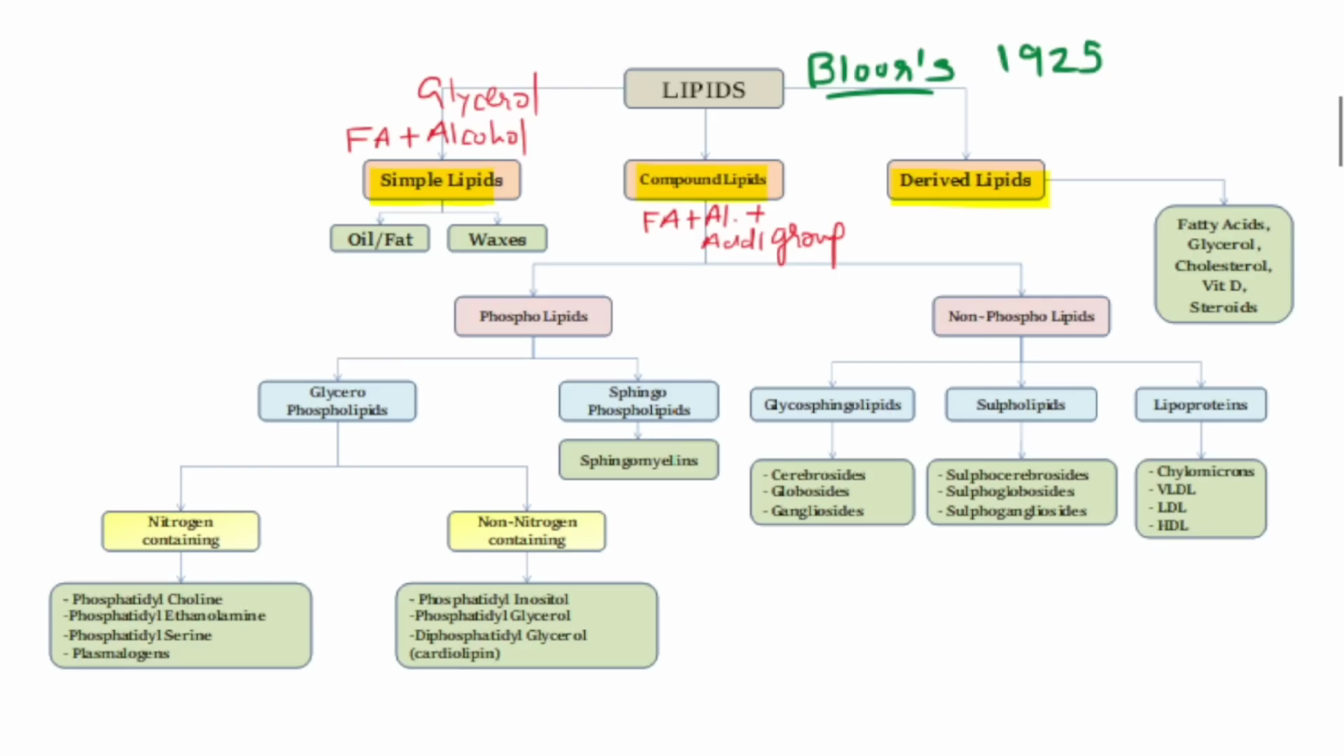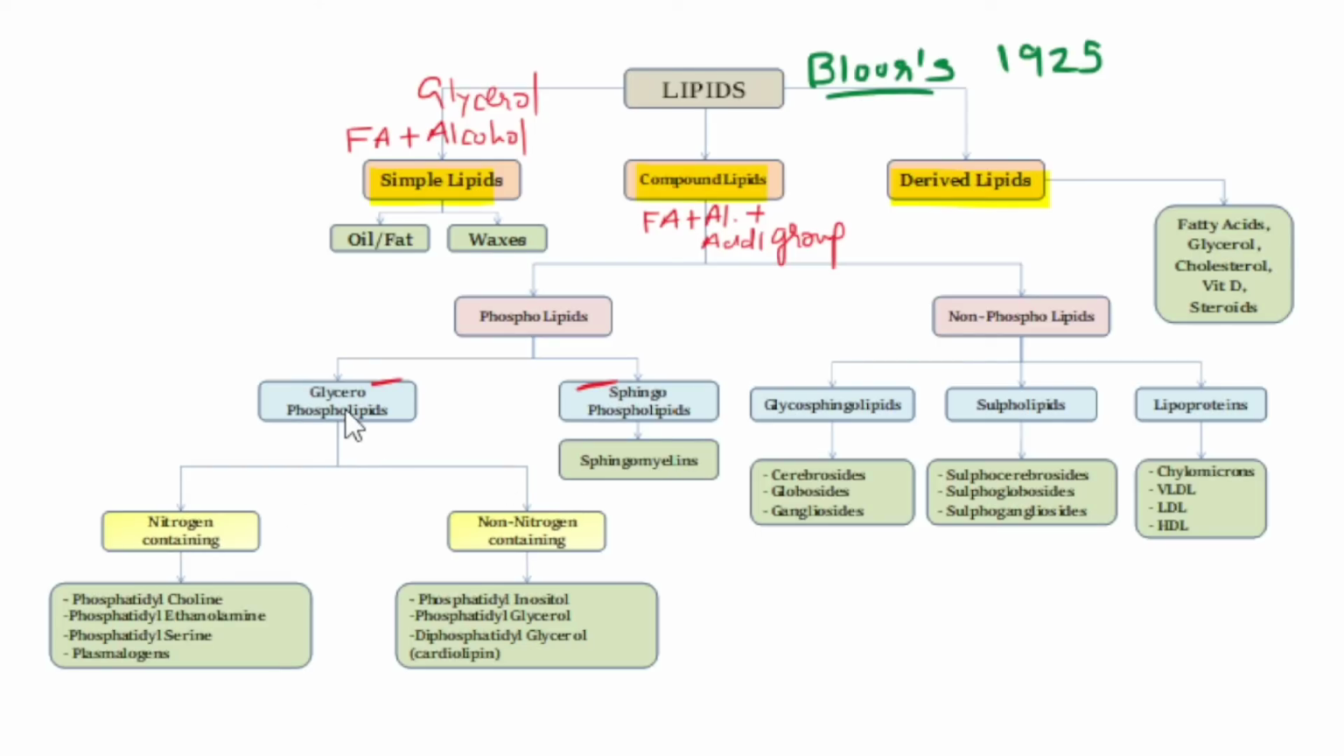So finally we are revising. Lipids are simple lipids, compound lipids, derived lipids. Simple lipids: fatty acid and alcohol, mainly glycerol; oils, fat and waxes. Compound lipids: fatty acid, alcohol and an additional group. If it is phosphate, then phospholipids. Phospholipids again, depending on the alcohol, are glycerophospholipids, and if it is sphingosine, that is sphingophospholipids. For example, sphingomyelin.